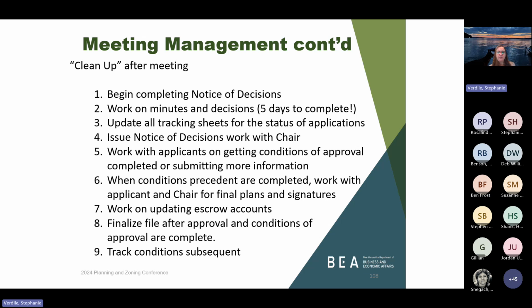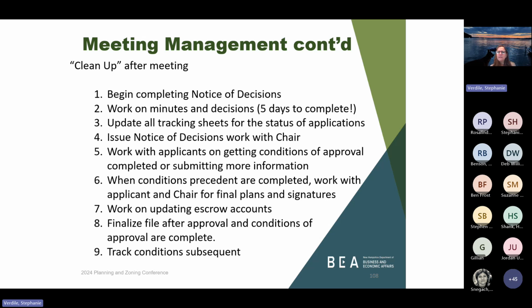So once you've got your final plan signed, after you've submitted and met all your conditions precedent, then you can move to the conditions subsequent, which are conditions that run with the property, that run with the operation. So you've just approved a Dunkin' Donuts. Their drive-through is supposed to be only open until 9 o'clock at night. That's a condition subsequent. That way you can track if there are violations, if they're open at 10:30 at night, if they're open until 11. That's a condition subsequent, hours of operation.